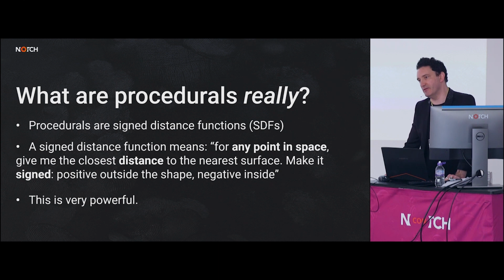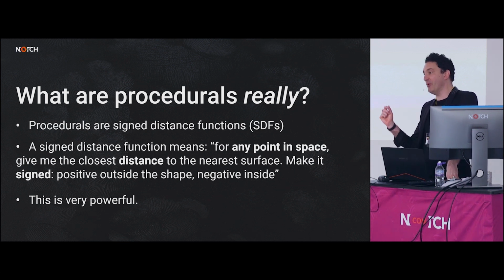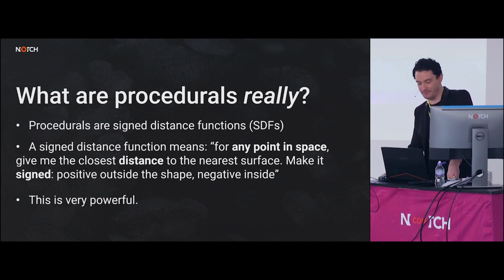A signed distance function describes a signed distance field. And a signed distance function says, give me any point in space, and I will tell you the distance to the surface, wherever the point is, wherever the surface is. It's a positive value when it's outside the surface, and a negative value when it's inside. This is super powerful, because they have some really useful properties that make them useful across a ton of different things.